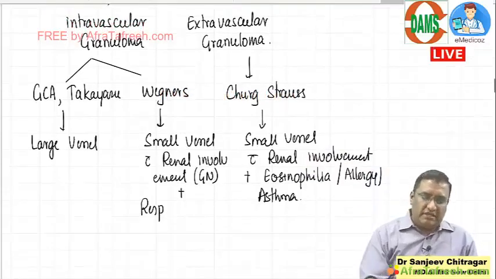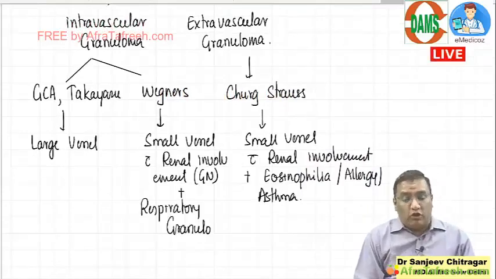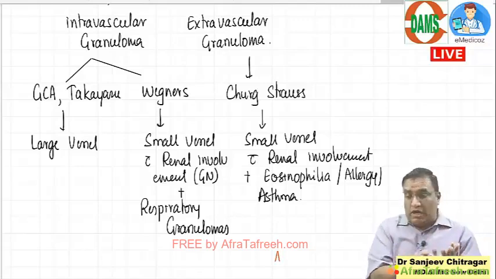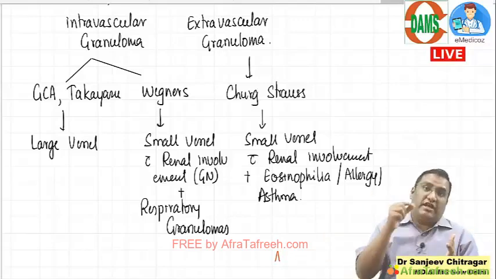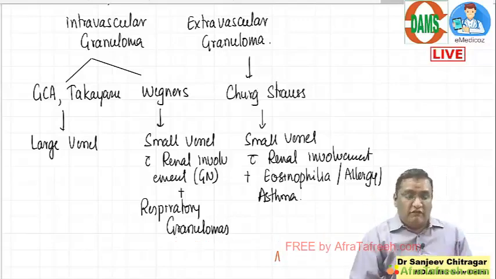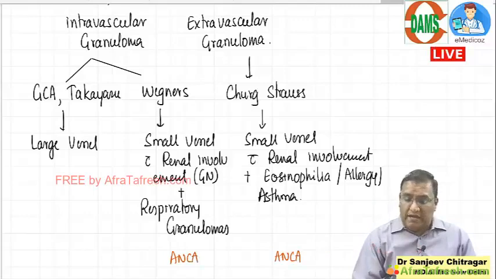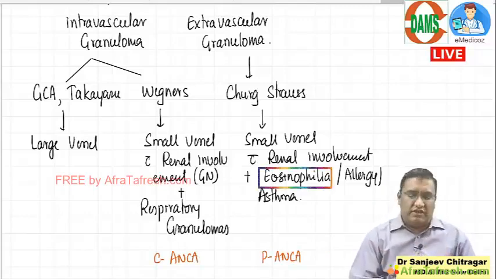So in Wegener's, in addition to kidney and intravascular granulomas, you can also have respiratory granulomas. So these are separate. Extravascular also are present there. So extravascular granuloma doesn't rule out Wegener's. Intravascular makes a diagnosis of Wegener's here, right? And of course, one more hint will be given. Both of them are ANCA associated. Wegener's will have a C-ANCA and Churg-Strauss will have a P-ANCA.